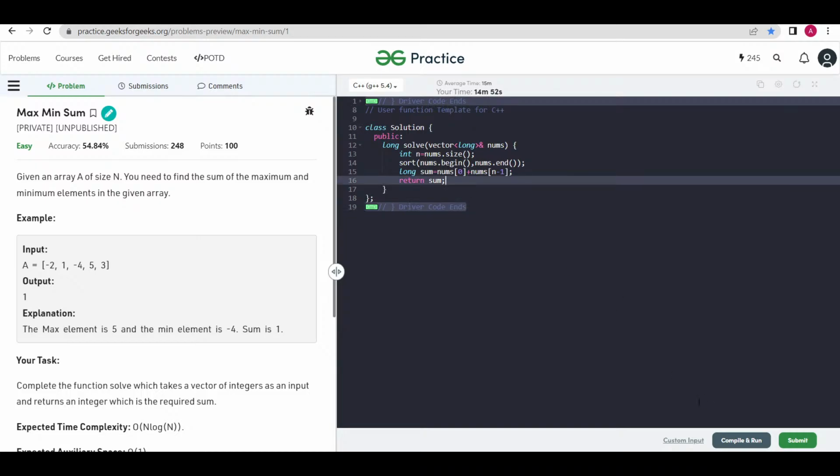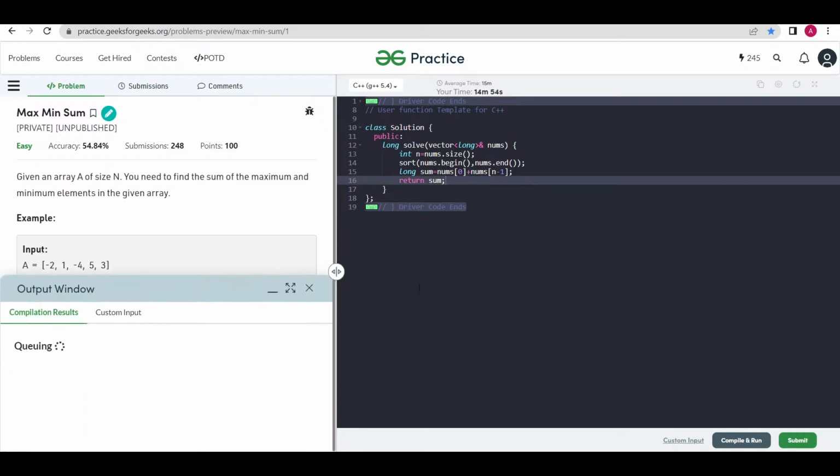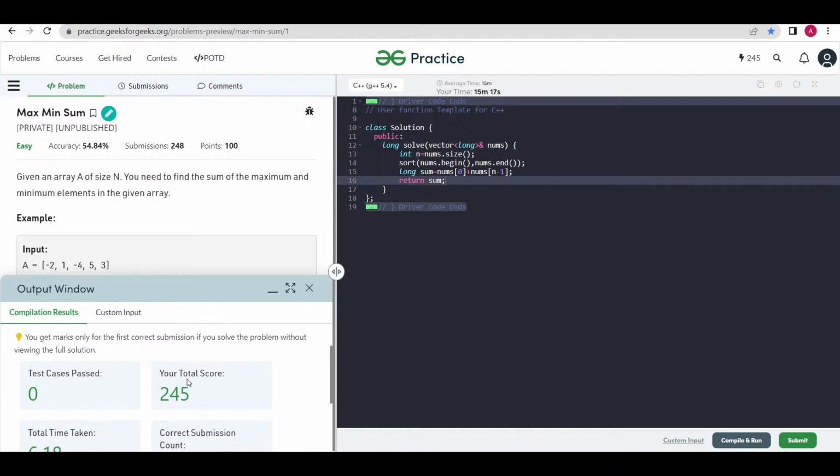So let me compile this particular code. As we can see, our expected and our output are the same. So let me submit it. For submission also it is okay.